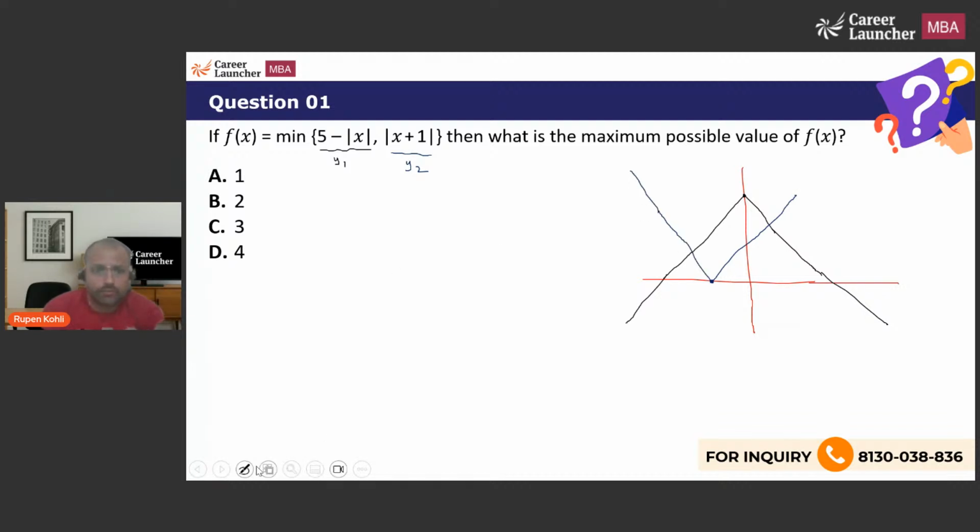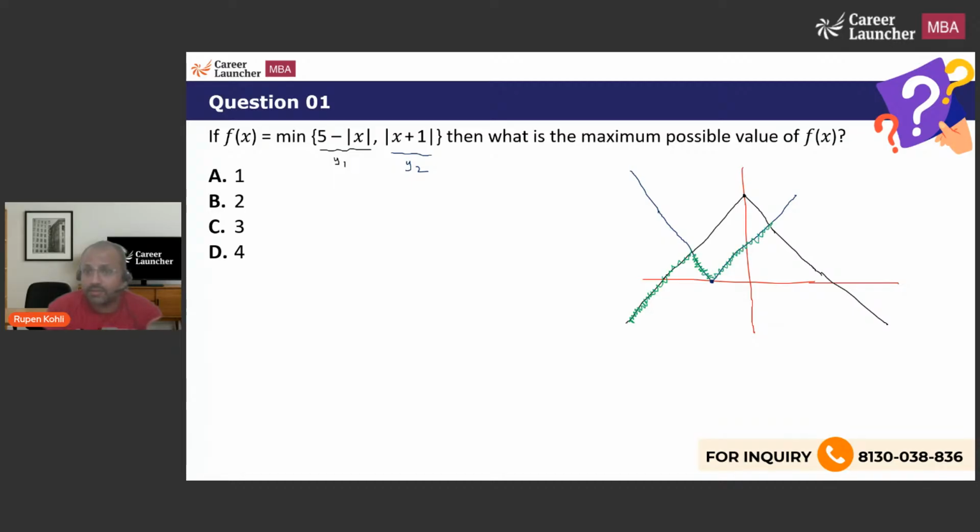So now with both the functions being plotted across, here is how we can see what the function f(x) will actually look like, right? So I'm going to shade it like this. You see, before this point of intersection, this graph of y1 is smaller, so it will be this graph that we'll choose. Then after this point of intersection, the graph of y2 is smaller, it is below y1, so then this function will be chosen.